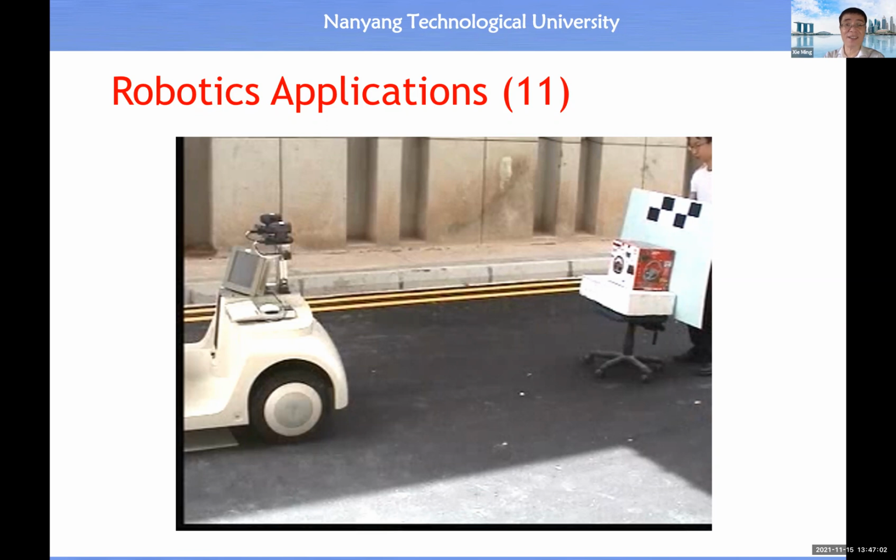And this will give you a strong motivation to spend time and effort in order to study the robotics course well, because robotics will be a huge industry in future. All right.